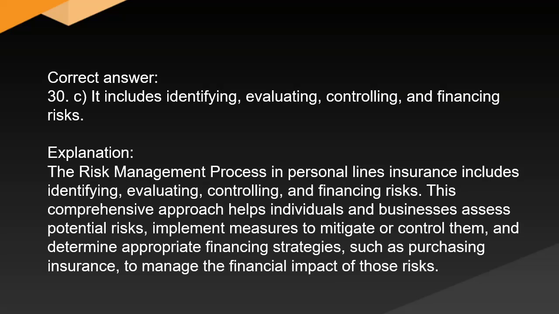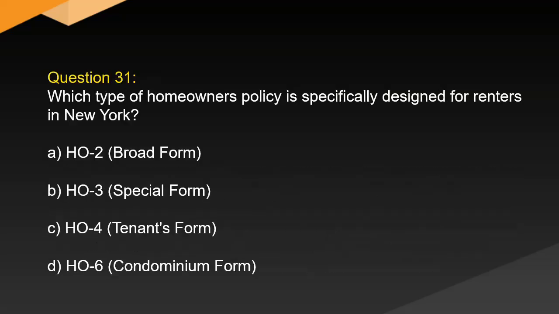Correct answer. C. It includes identifying, evaluating, controlling, and financing risks. Explanation. The risk management process in personal lines insurance includes identifying, evaluating, controlling, and financing risks. This comprehensive approach helps individuals and businesses assess potential risks, implement measures to mitigate or control them, and determine appropriate financing strategies, such as purchasing insurance, to manage the financial impact of those risks.